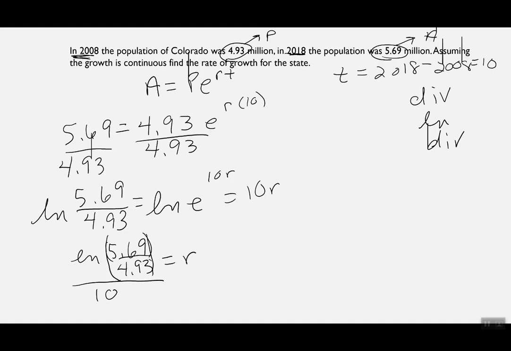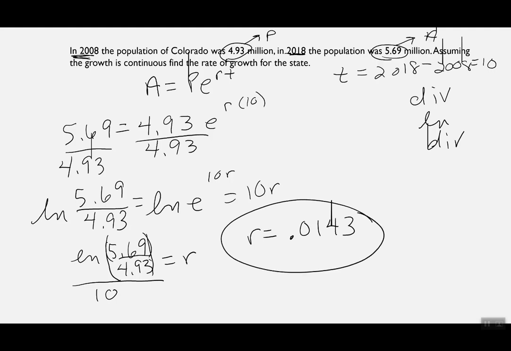So once again, I grab my calculator, and I say the natural log of 5.69 divided by 4.93. Now I close the parenthesis, I divide by 10, and it tells me the rate of growth. And let's do 4 decimal places this time. I have 0.0143. Okay, so this is what the question was asking me. So it's a 1.43% rate of growth for the state, and that's how it went from 4.93 up to 5.69.